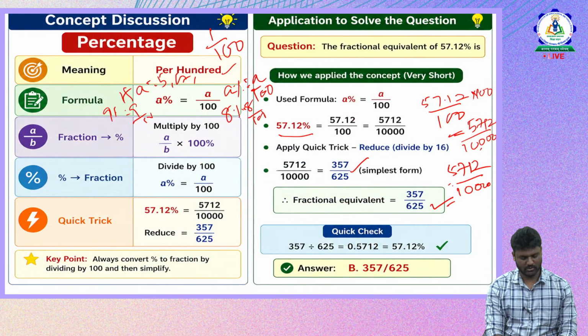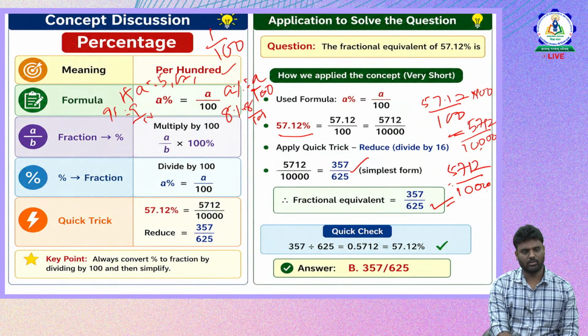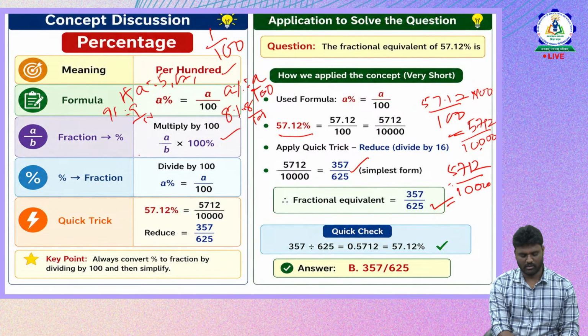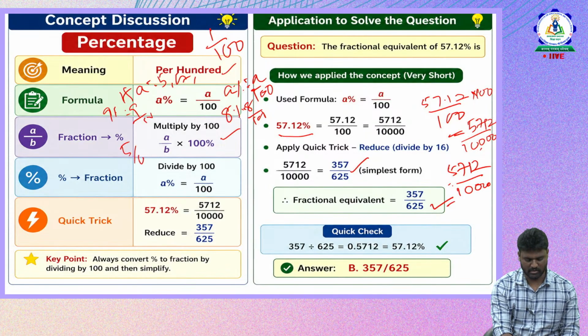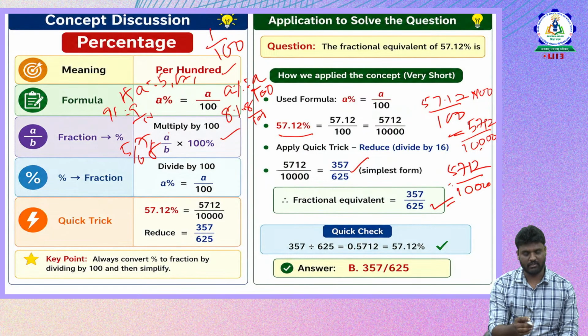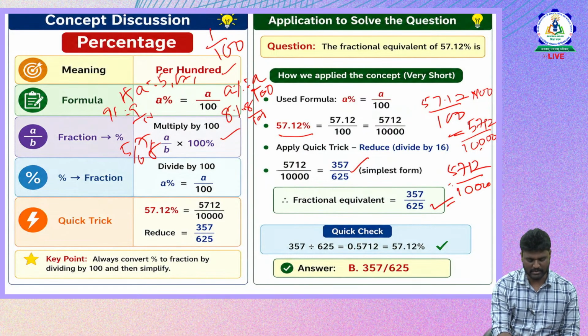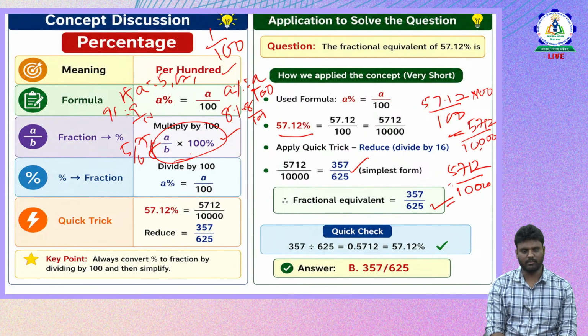Now one more thing. When they give a fraction and ask you to convert it into a percentage, in such cases we have to multiply with 100. Suppose a fraction is given like a by b, such as 5 by 6 or 7 by 8, and we need to convert it into a percentage. How do you convert it? We apply the formula a by b into 100 percent.